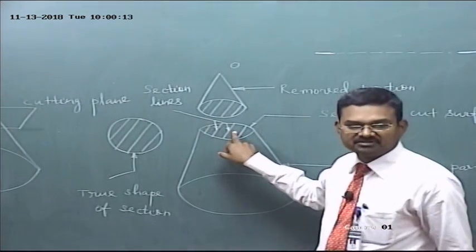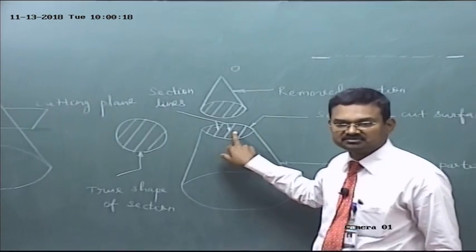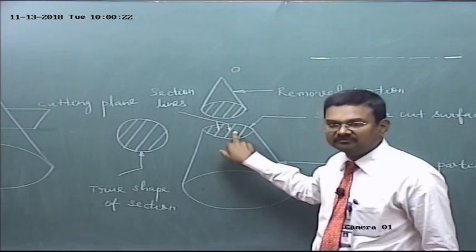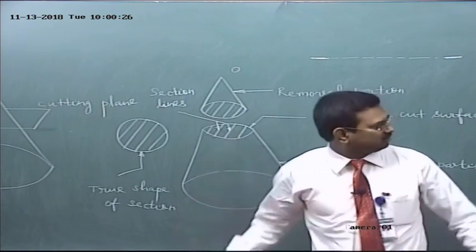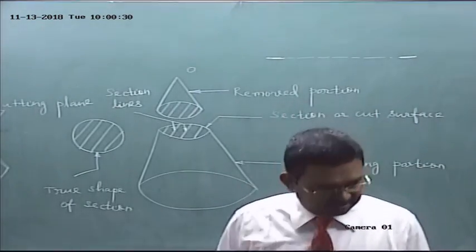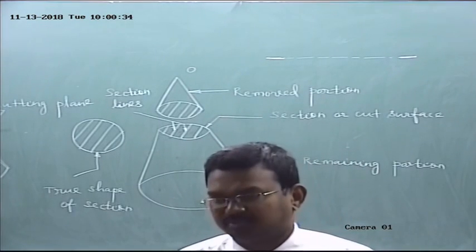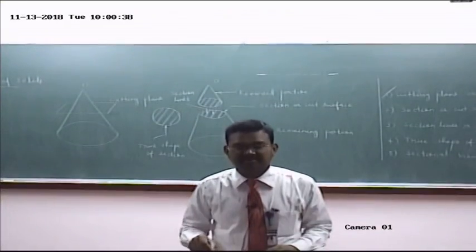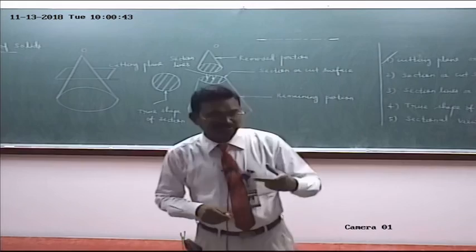The cut surface is called the section. What do you mean by section or cut surface? Section or cut surface is the surface which is obtained by cutting an object by the cutting plane. How to represent the section or cut surface? It is represented by using section lines. The next question will come to your mind.